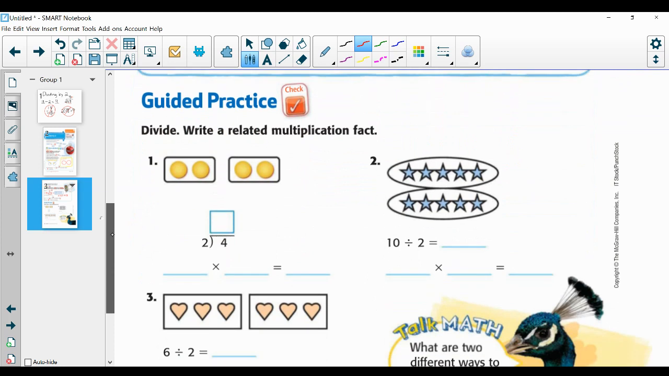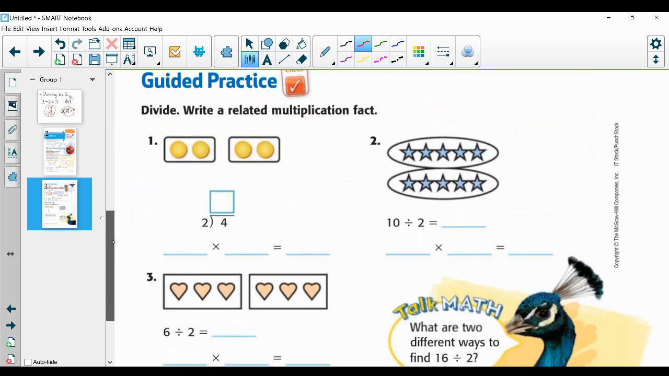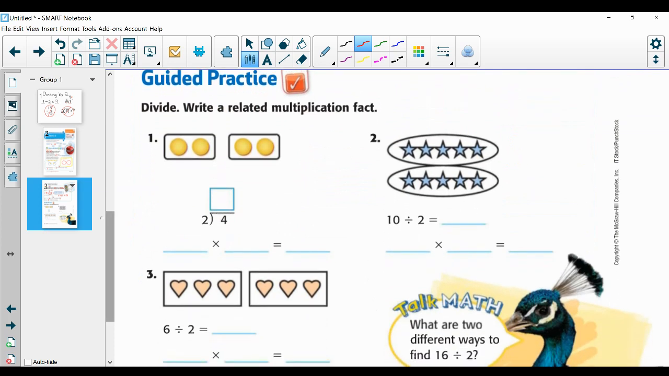We're going to divide and write a related multiplication fact. Okay, so my total number of counters here is 4. I see I have 2 groups of 4. So here inside my division box, my total is 4. My dividend is 4. My divisor is 2 because I'm dividing into 2 groups. And so I count the counters in each group. 1, 2, 1, 2. There are 2 in each group. So there are 2 2's in 4.